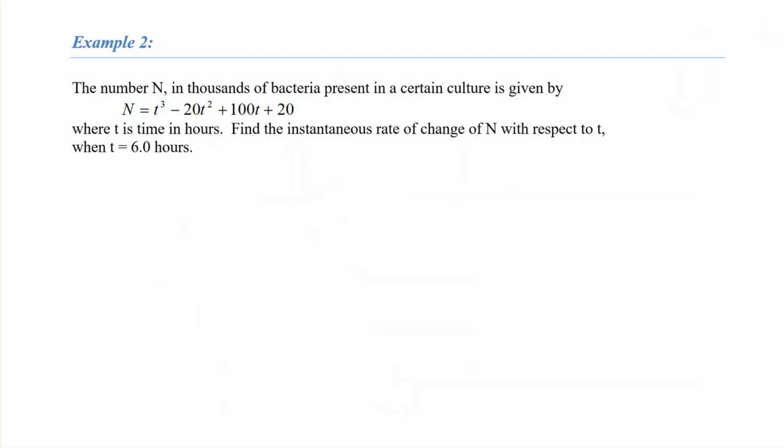We are given that the number of bacteria in thousands, so n is in thousands, is given by this equation, so it's dependent on the time, and the time is given in hours. We have to find the instantaneous change of n with respect to t when t is 6 hours. Here n is a function of t. So basically we need to find dn over dt, or in other words, we need to find f prime of t.